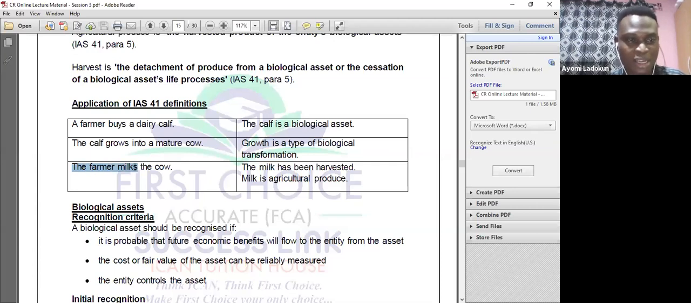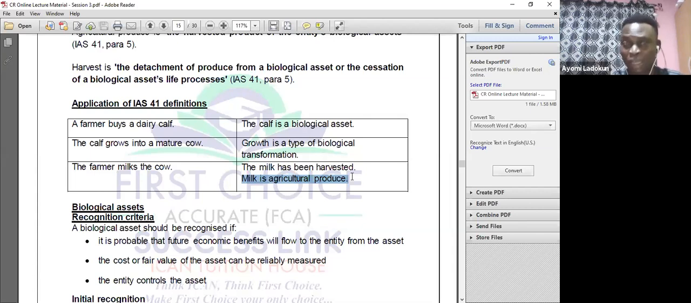Now the farmer milks the cow. This one makes sense, right? Now the milk has been harvested, so milk is an agricultural produce. That's just the process. So you buy a calf. The calf is a biological asset. You grow the calf to mature into a cow. That's what we call biological transformation. When the cow is now mature, you're milking the cow, so that milk is a harvest. You have harvested the milk, which is the agricultural produce.